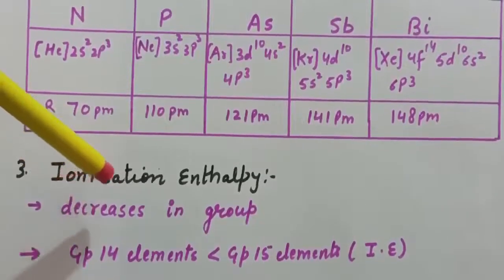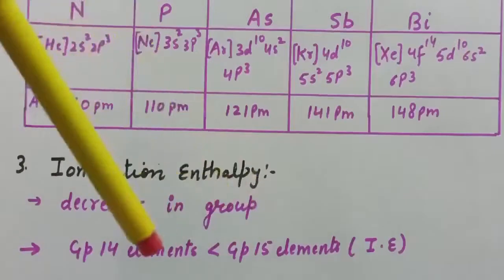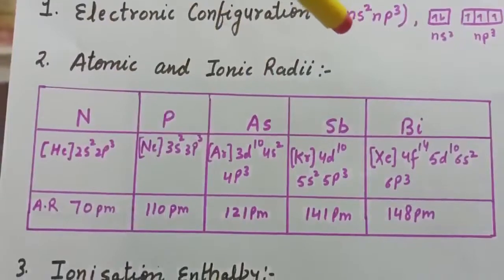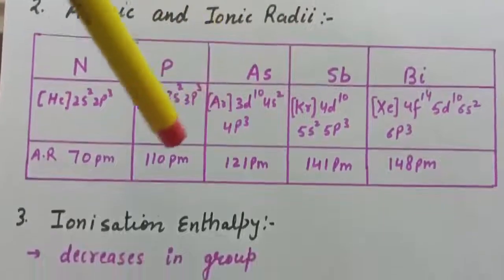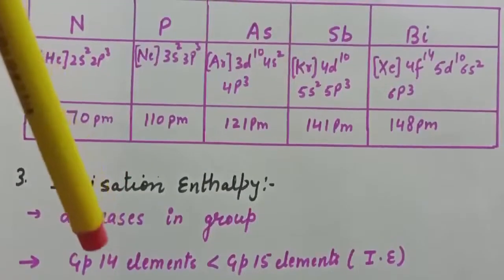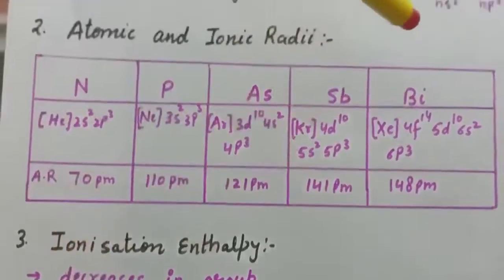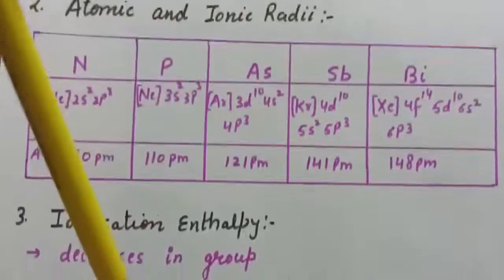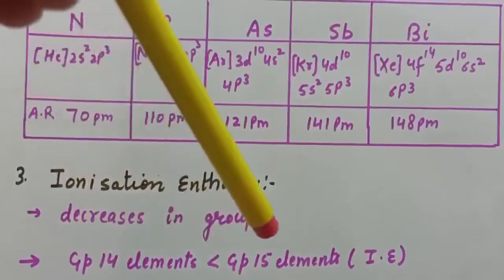Now the ionization enthalpy of group 14 elements is lower as compared to group 15 elements, because as we have discussed, the electronic configuration for group 15 elements is ns2np3, and because of this half-filled p orbital, this configuration is more stable. Now if we compare the electronic configuration of group 14, it is ns2np2. So the removal of an electron from a more stable configuration is difficult. That is why the ionization enthalpy of group 14 is less as compared to group 15.